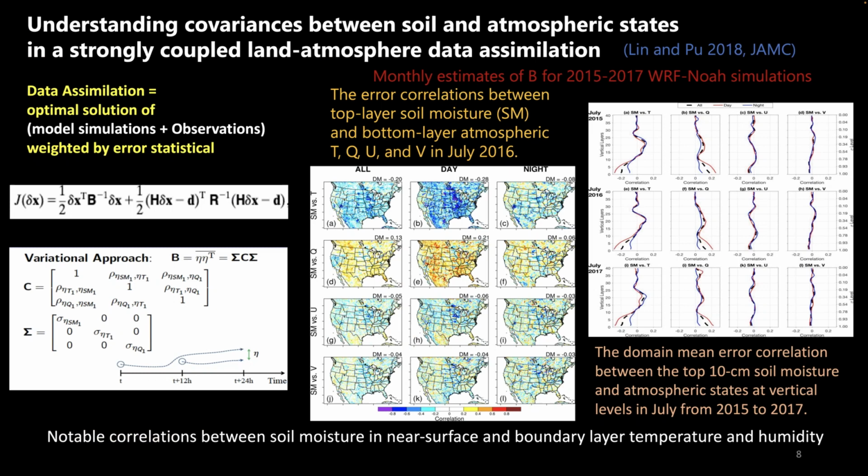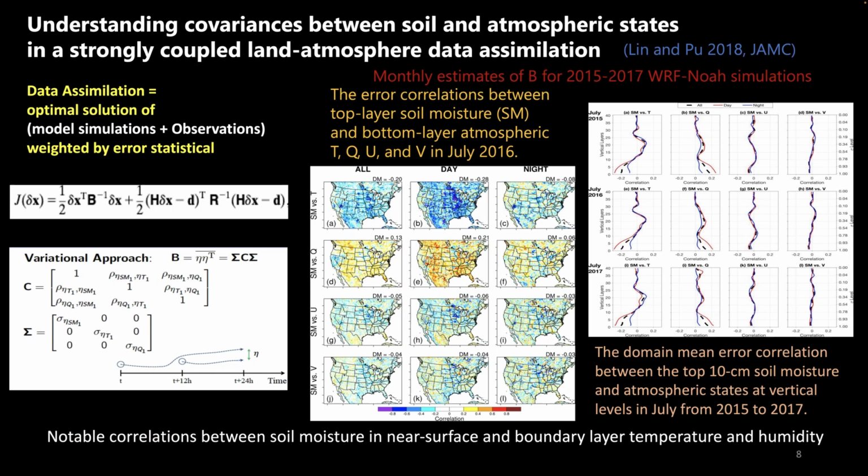So usually how we solve this is, we try to find the optimal analysis which is best consistent with the background and also close to the observation. The background error covariances determine how much modification we will make to generate the analysis from the background. So this is a very important matrix to have.